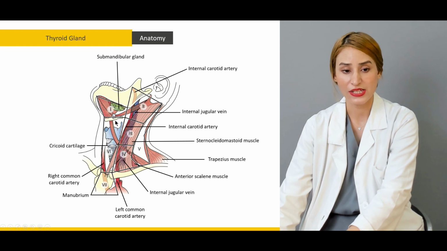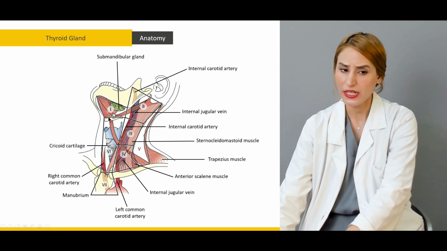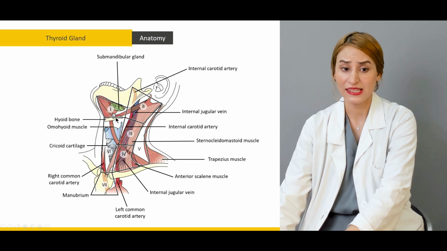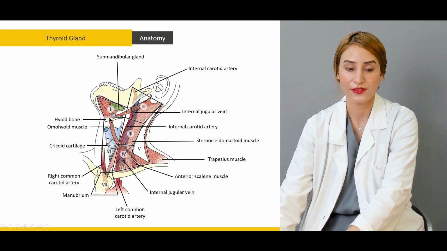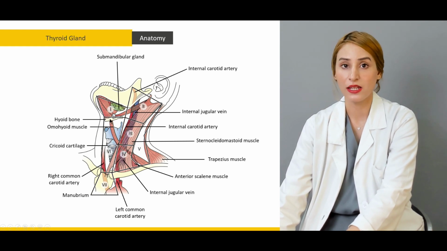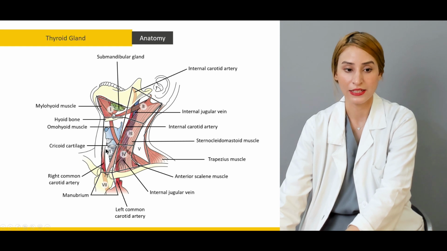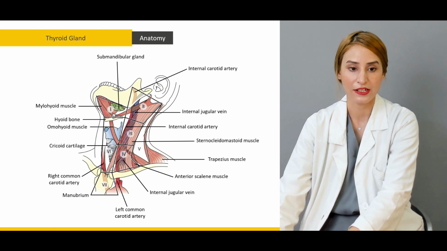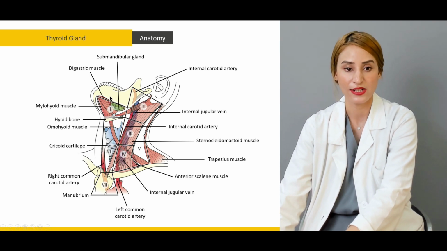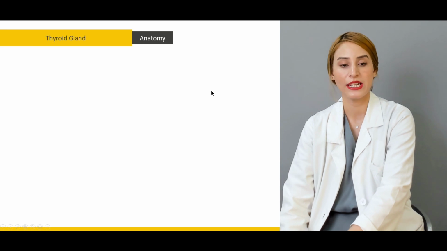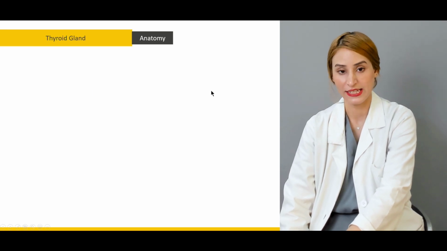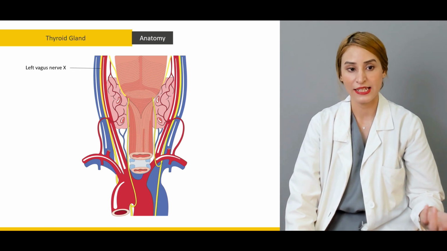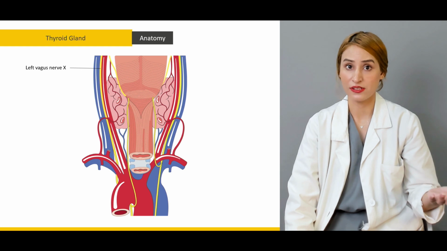The thyroid gland is just in front of the cricoid cartilages and just below the hyoid bone, and this is the omohyoid muscle, and this was the hyoid bone I was talking about. So the thyroid is running just below the hyoid bone in front of the cricoid cartilages, one of the laryngeal cartilages. You can also appreciate the mylohyoid and the digastric muscles, which are located in the submandibular triangle in the anterior neck.